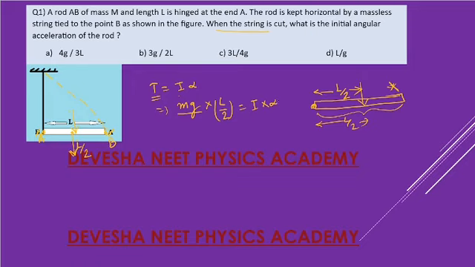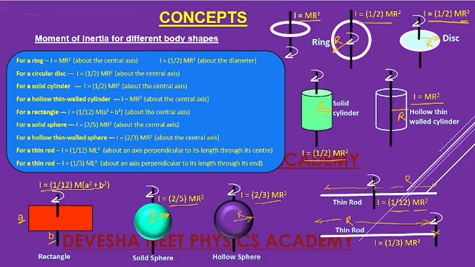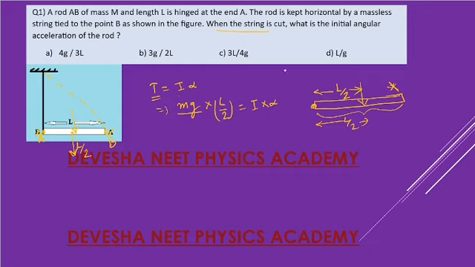Now let's go back to the previous section. What do we have here? For a rod that is supposed to rotate around one of its ends, I is equal to 1 by 3 mr square. So this is equal to 1 by 3 mr square into alpha. Means mg into L by 2 is equal to mr square by 3 into alpha.